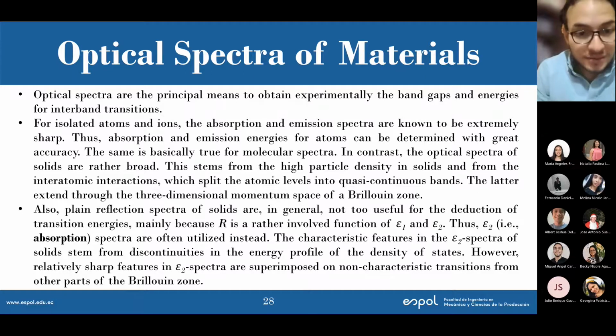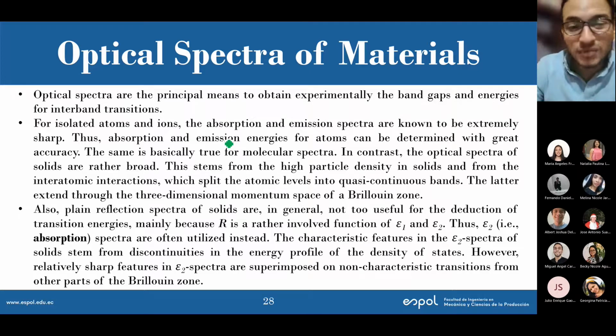But if we're actually dealing with solids, it's not so simple. Solids are very dense, and there are a lot of interatomic interactions happening that split the atomic levels into quasi-continuum bands. It becomes so complicated. And so the spectra that you can get are not sharp. It's not really useful because you just get a lot of data, and the bands are not separated. As it says here, they're usually quasi-continuous. You can't really separate the absorption bands.